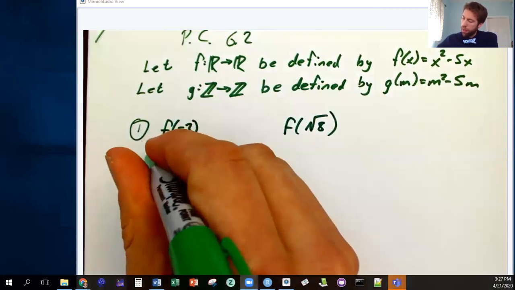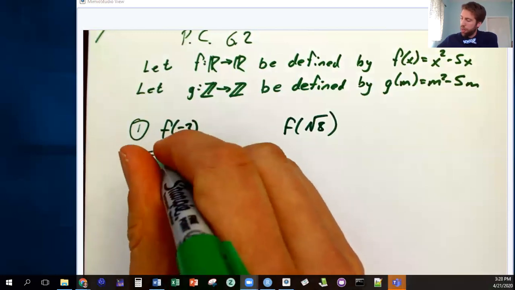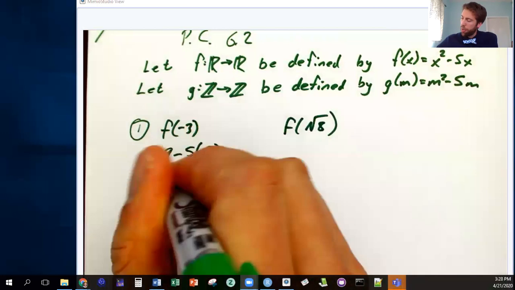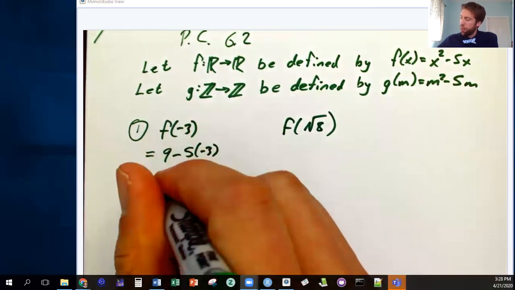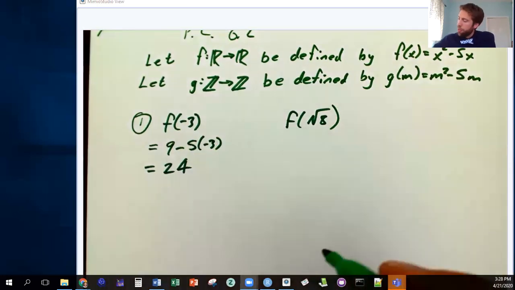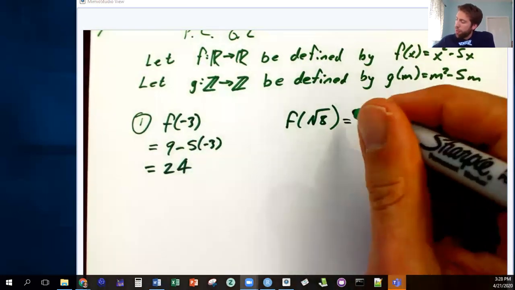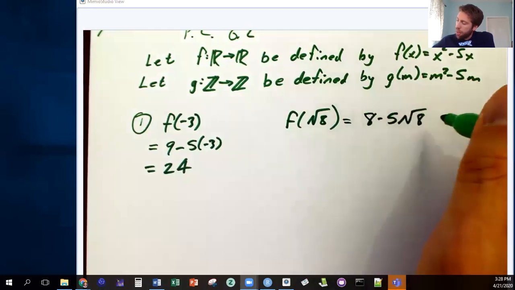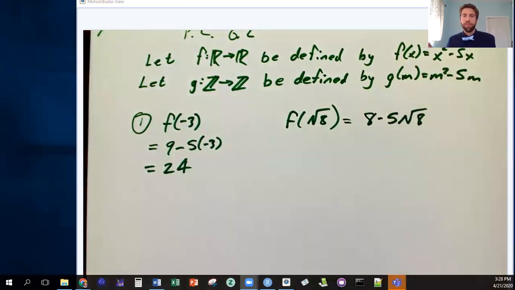F of negative 3 is 9 minus 5 times negative 3, so 9 plus 15, so that would be 24. Okay, f of square root of 8, that's square root of 8 squared, which is 8, minus 5 square root of 8, and there's really no way to simplify that beyond that.